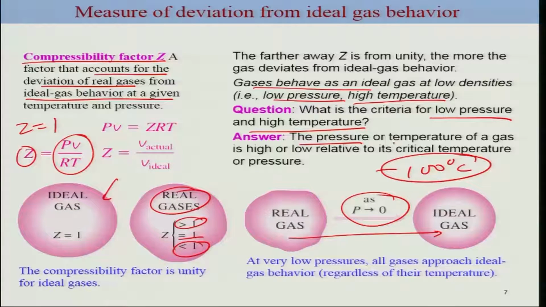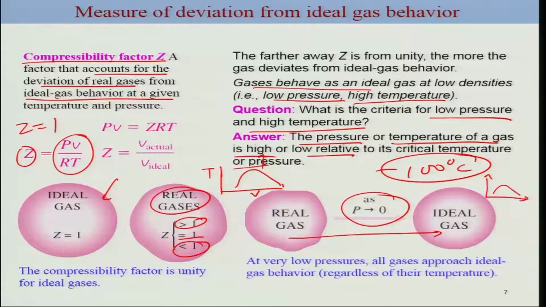Thus, the pressure or temperature of a gas is high or low relative to the critical temperature or pressure. So if you look at any plot like this, the temperature is higher only when it is above the critical point. You can have many different substances which can have different kinds of plots. So I can draw it here.